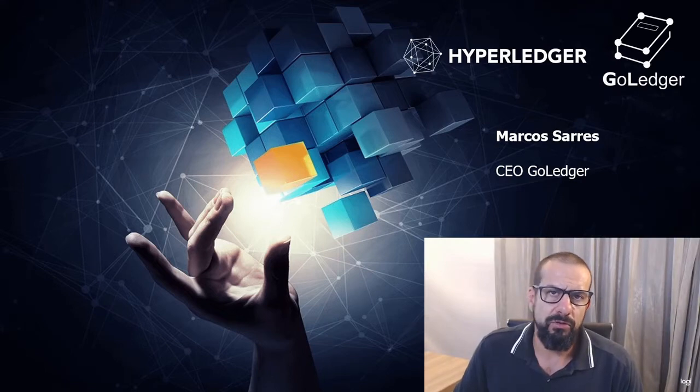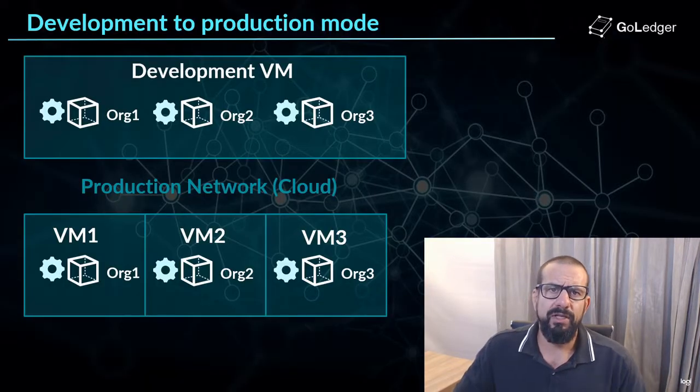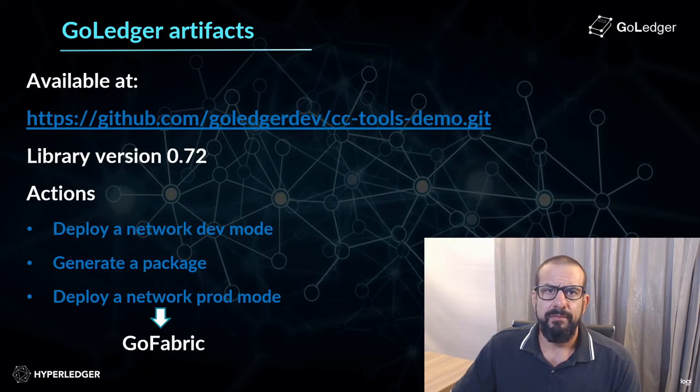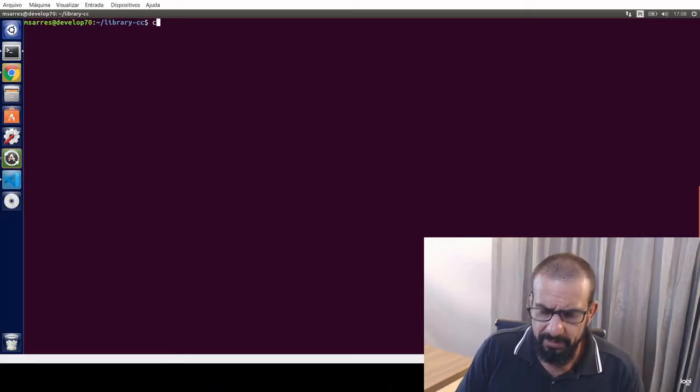Today, we're going to show how to evolve from your Hyperledger Fabric development environment to a production mode using your cloud services. We will test our chain code on one development machine, and then we'll migrate it to a production network using three cloud VMs. In this video, we will use the open source GoLedger CC-Tools Fabric library and also the GoFabric orchestrator for the production environment. Right now we are accessing the GoLedger CC-Tools directory.